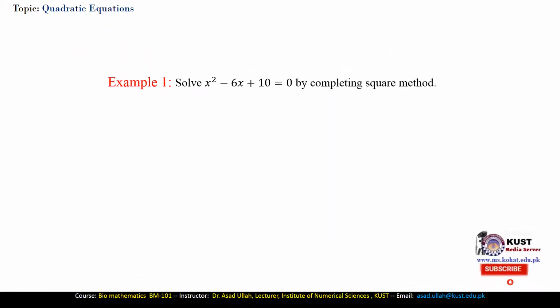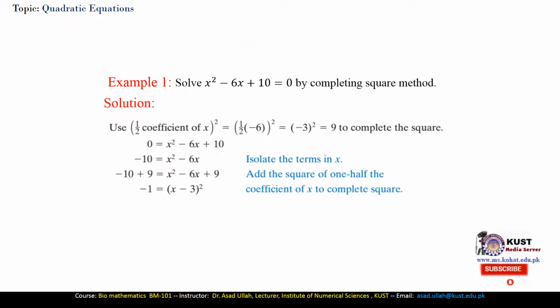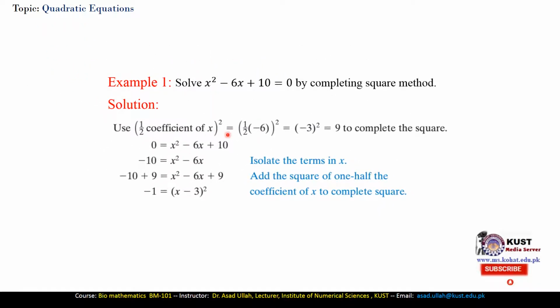Now to understand the completing square method, here we provide the first example, that is x square minus 6x plus 10 is equal to 0. We have to solve this equation by using the completing square method. In the solution, first we calculate the term that is to be added on both sides of the equation after separating the variables. That is (1/2 times the coefficient of x) whole square. The coefficient of x in this case is minus 6. So we get (1/2 times minus 6) whole square, which is equal to 9.